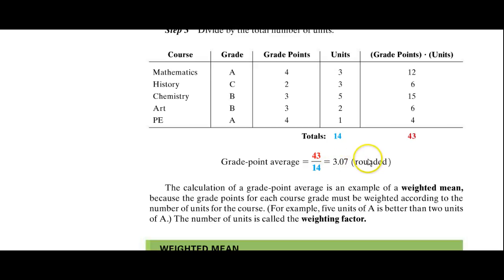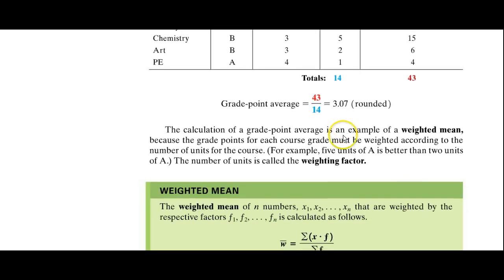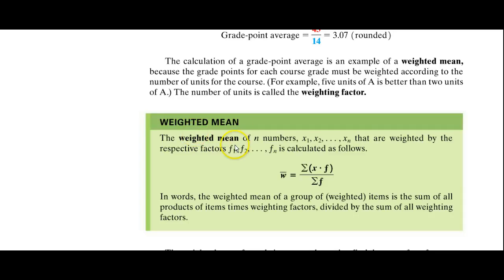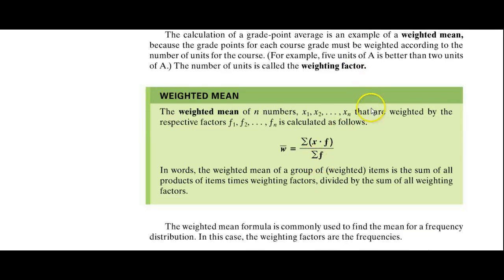That was rounded off. So for calculating grade point average, this is referred to as a weighted mean. That is, there is a weighing factor for each item that you're dealing with. So here is the formula for this. For each data item, you multiply it by its weighted factor, and then divide that by the sum of the factors. And you saw the example above.